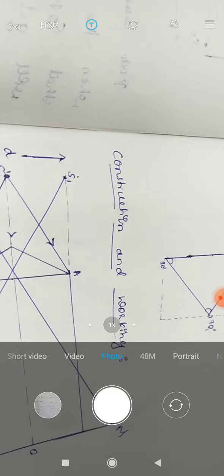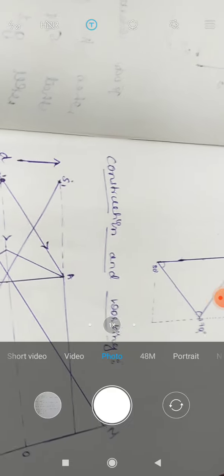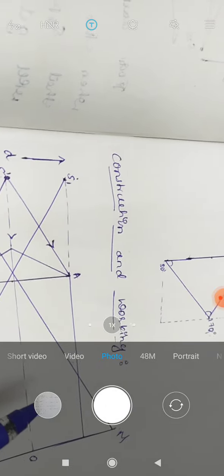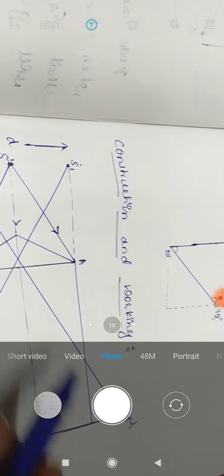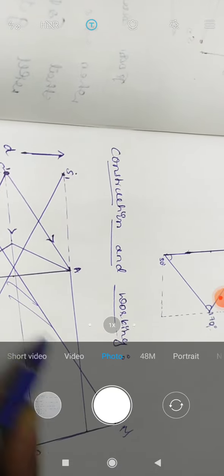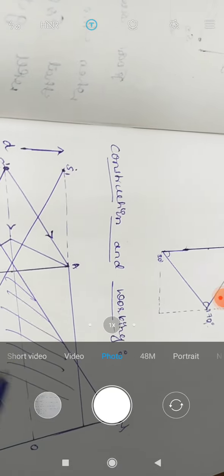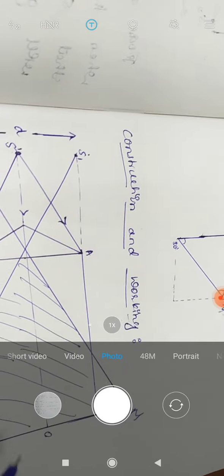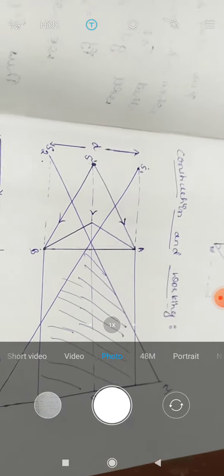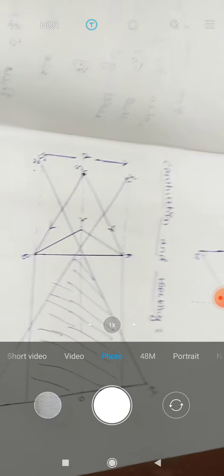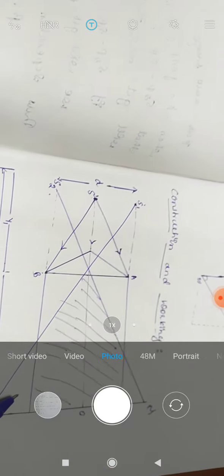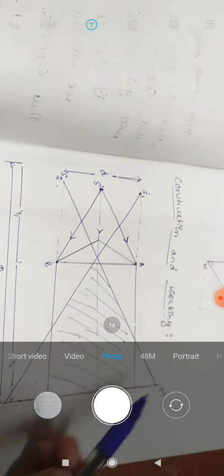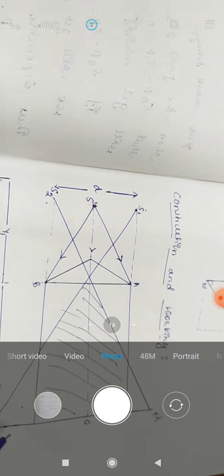The light waves arising from S1 and S2 interfere in this region, this shaded region. So we get the interference fringes formed in this shaded region, and we can observe them on the screen MN.